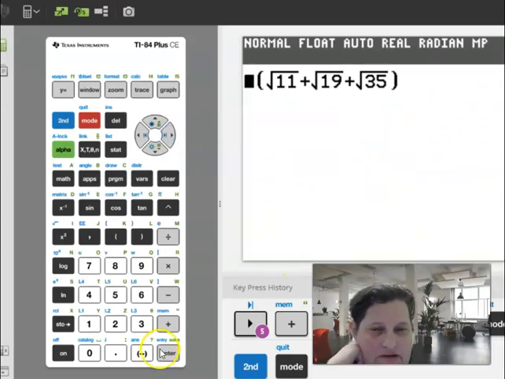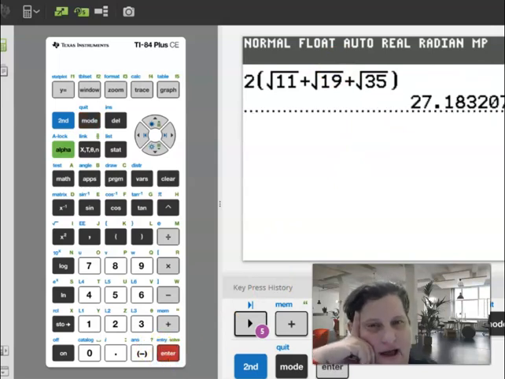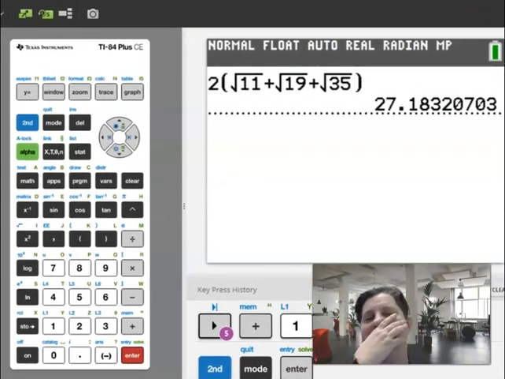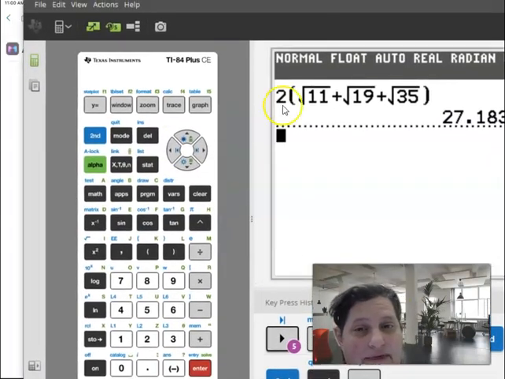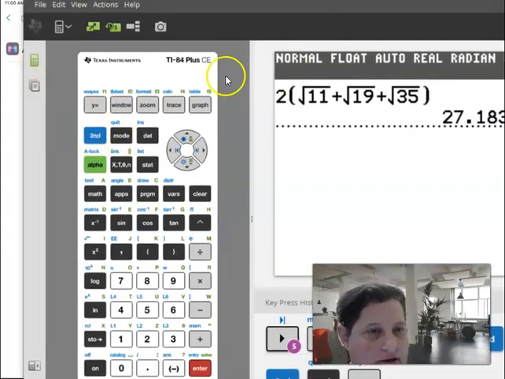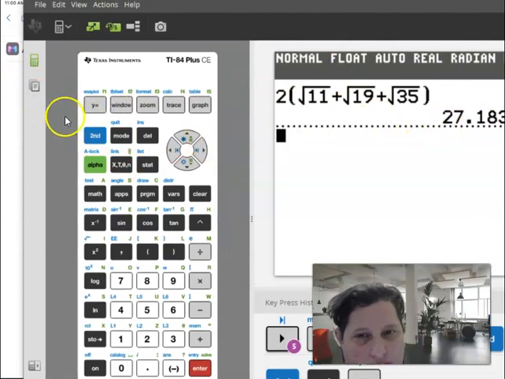So this is what I got with Riemann sums, right? I got 2 and then square root 11, square root 19, square root 35. And this is telling me that it's about 27.183 is the approximation. Let's see what the actual integral is, right? That's just the approximation, 27.183.